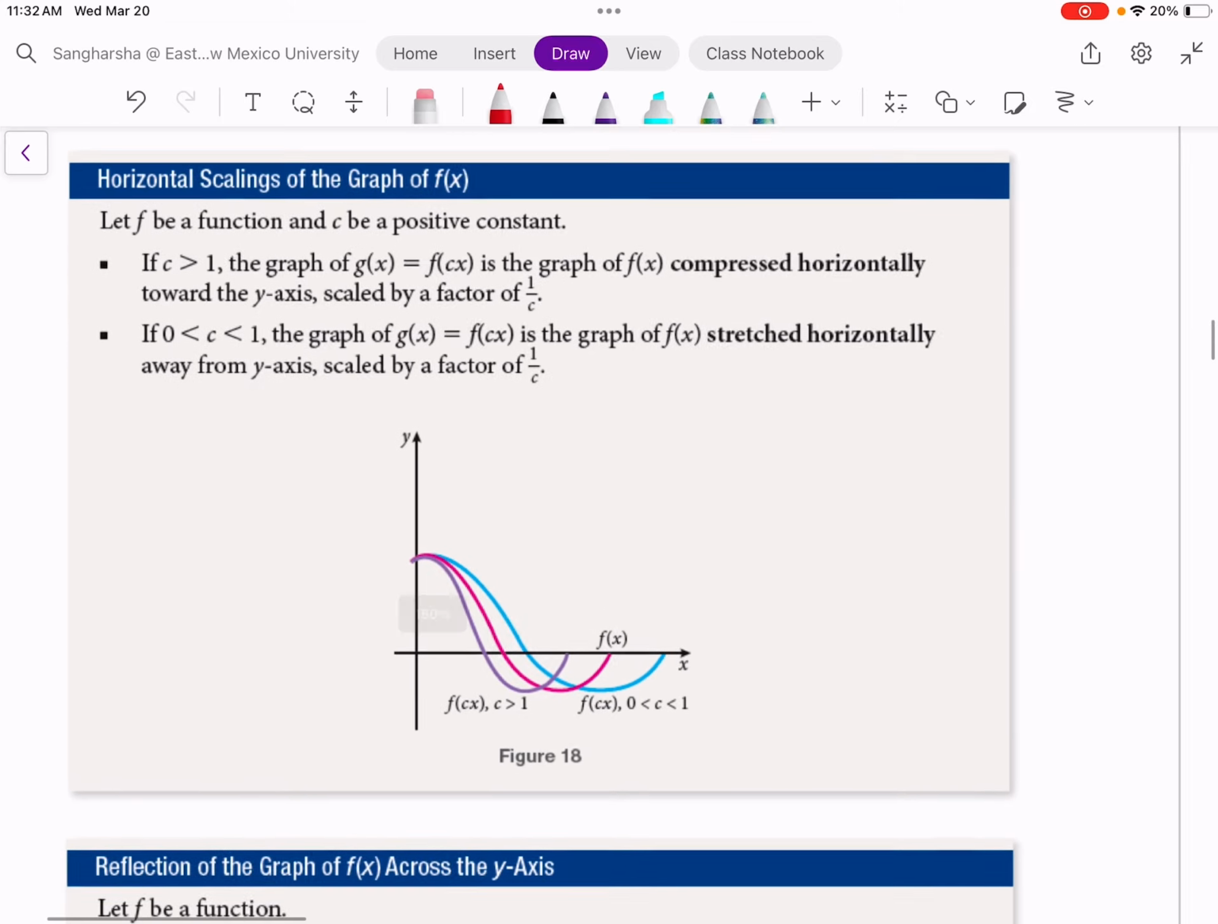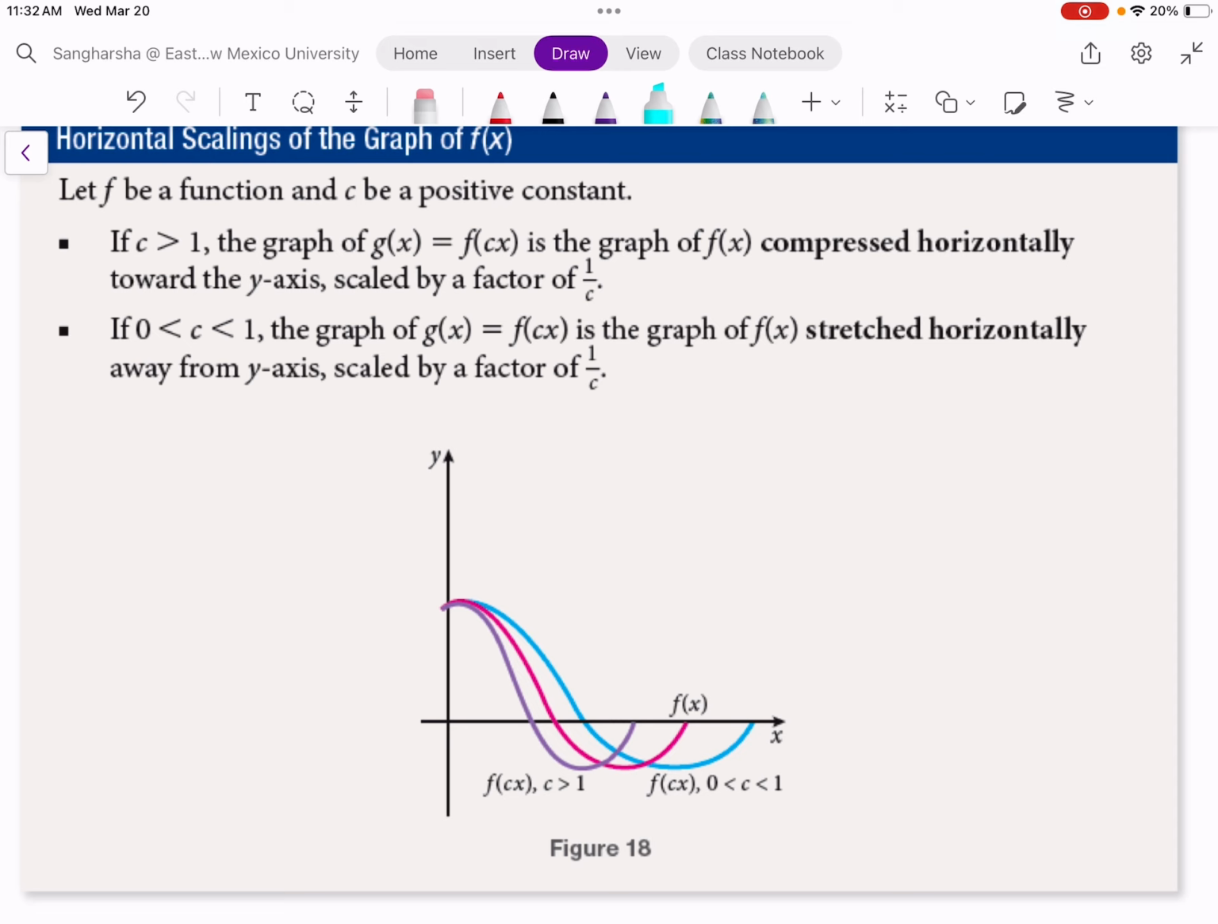Now here we have a function, and if you replace the x of a function by c times x, and your c has to be greater than 1, like for example 2x, 3x, 4x, or 4.5x, then the graph is compressed horizontally towards the y-axis.